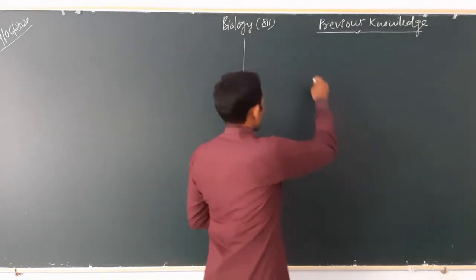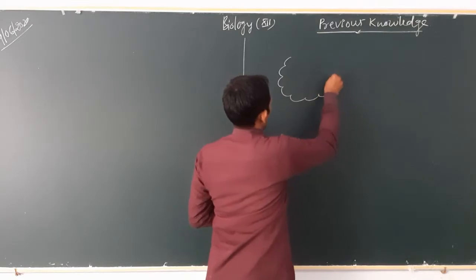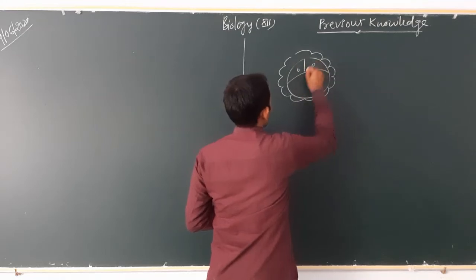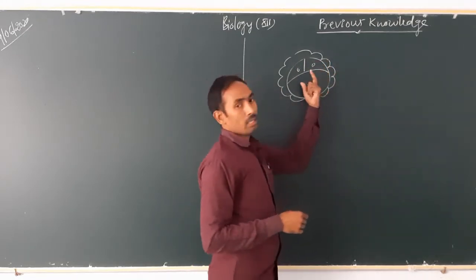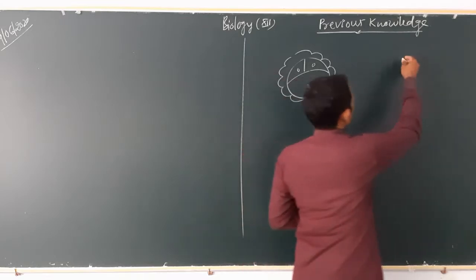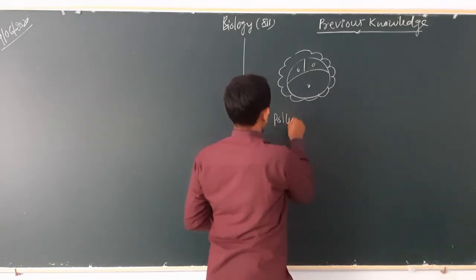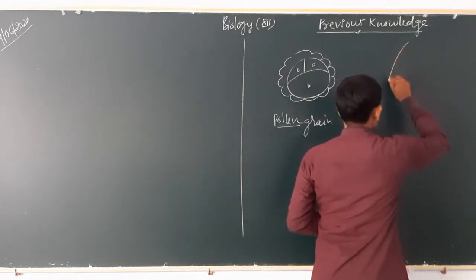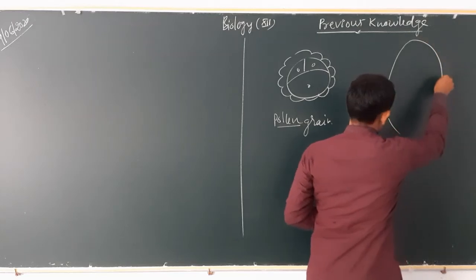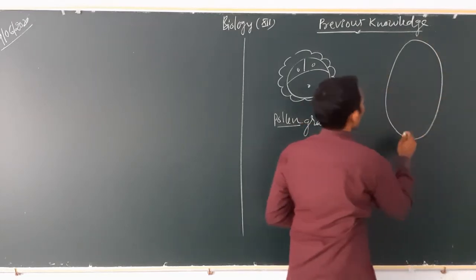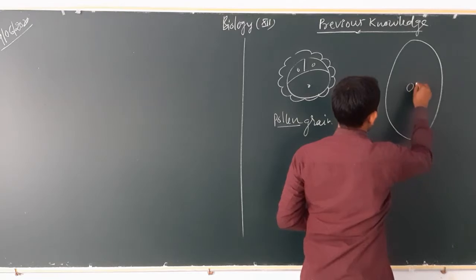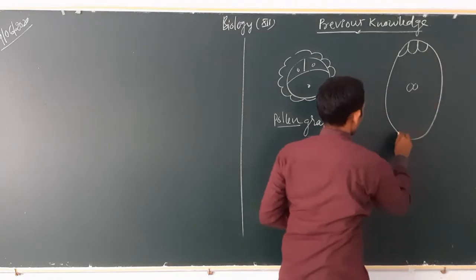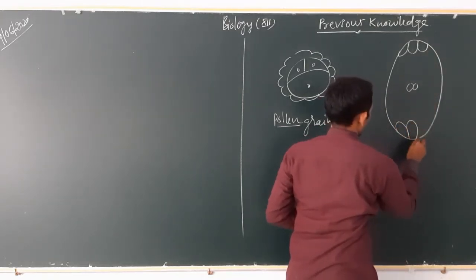So, for your previous knowledge, again I am drawing the diagram of a pollen grain. You know this is the exine, the intine, and the vegetative cell, and you can write pollen grain. Then we also studied the embryo sac, which is also known as the 7 cell 8 nucleus stage. So these were the cells, we shall discuss it again.